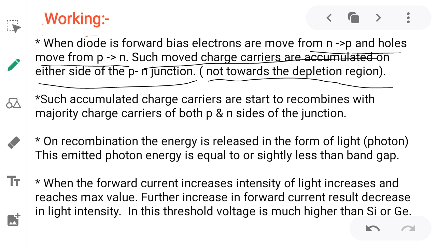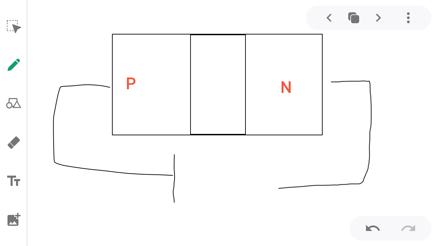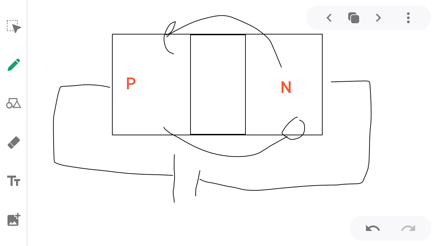Next point, such accumulated charge carriers start to recombine with the majority charge carriers on both the P and N sides. First, forward bias: the P side is connected to positive and the N side is connected to negative. Due to this, electrons move from N to P and holes move from P to N.